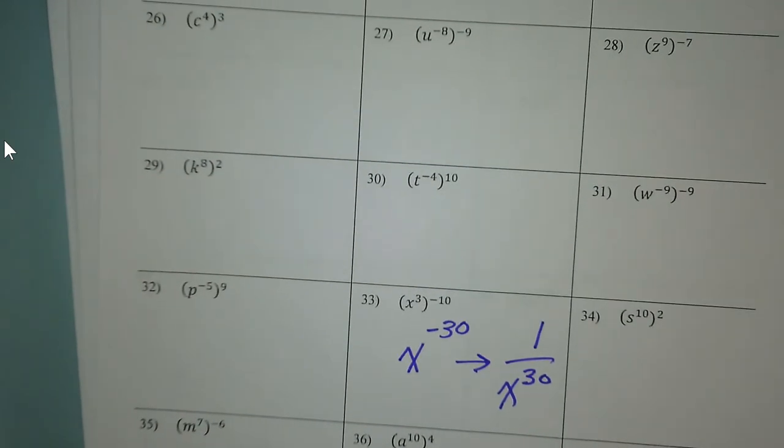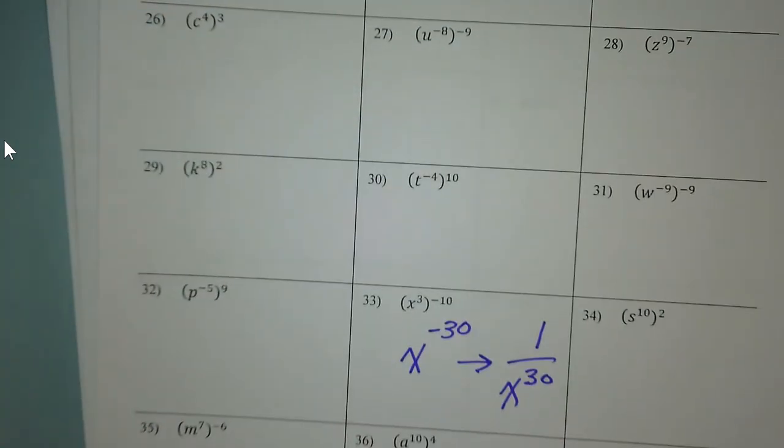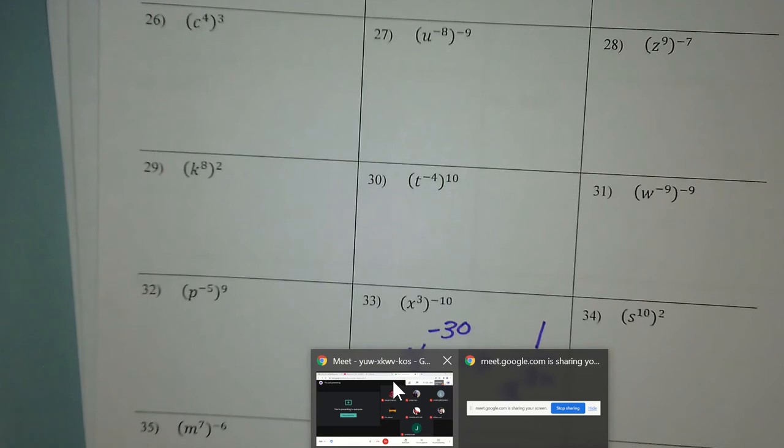Page 3. This was very repetitive, you know. So what do we do when we have a power to a power?